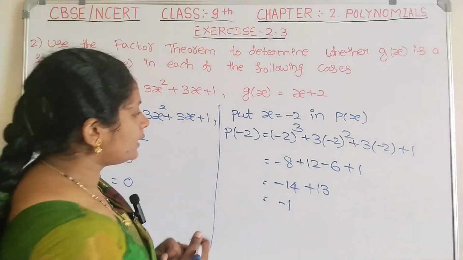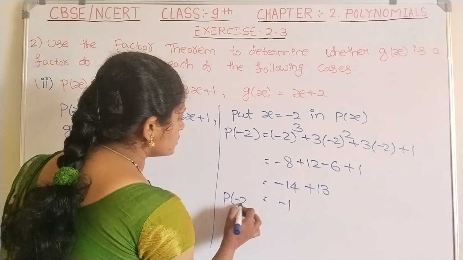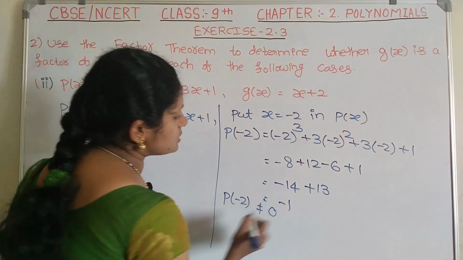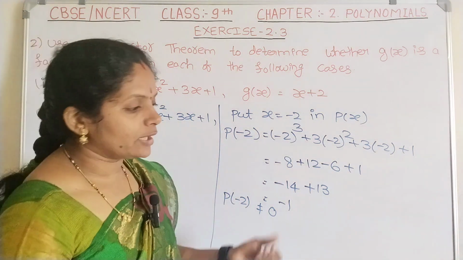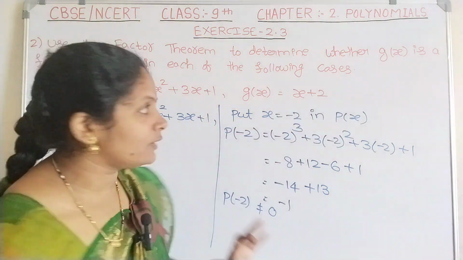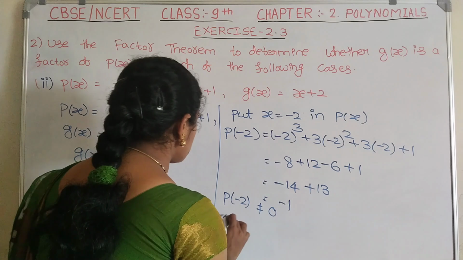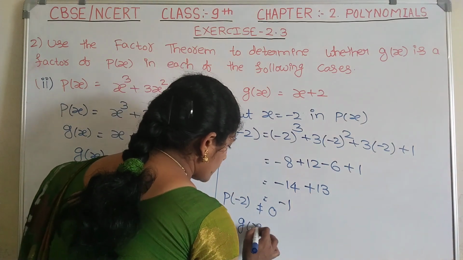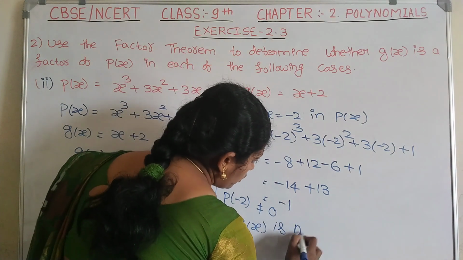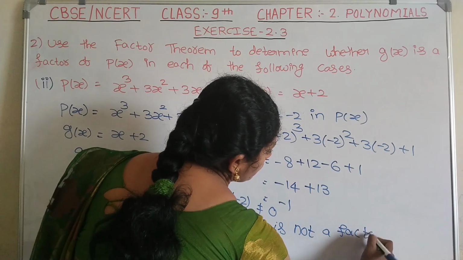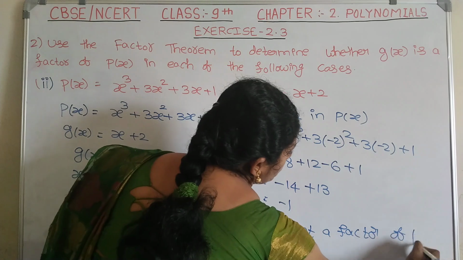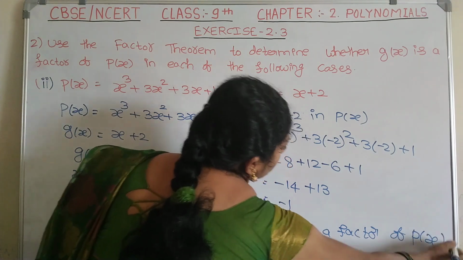So what did we get? P of minus 2 is not equal to 0. So as we haven't got the 0 here, g of x is not a factor of the p of x.